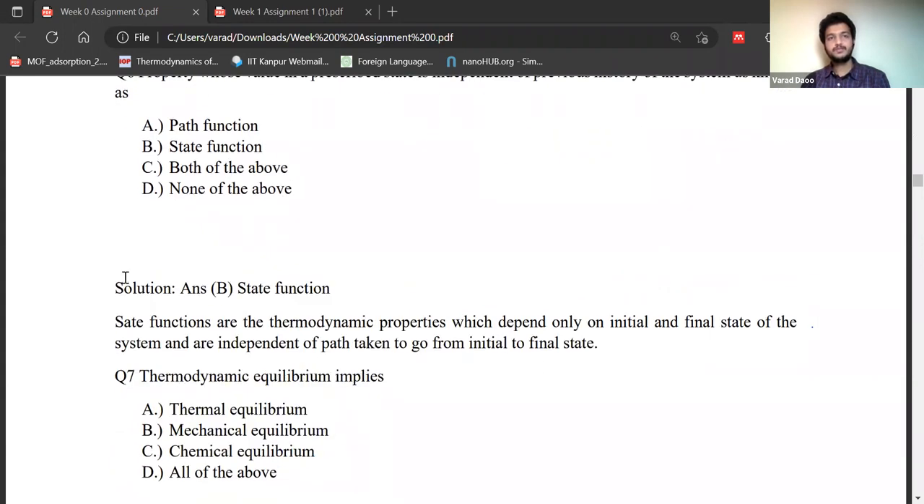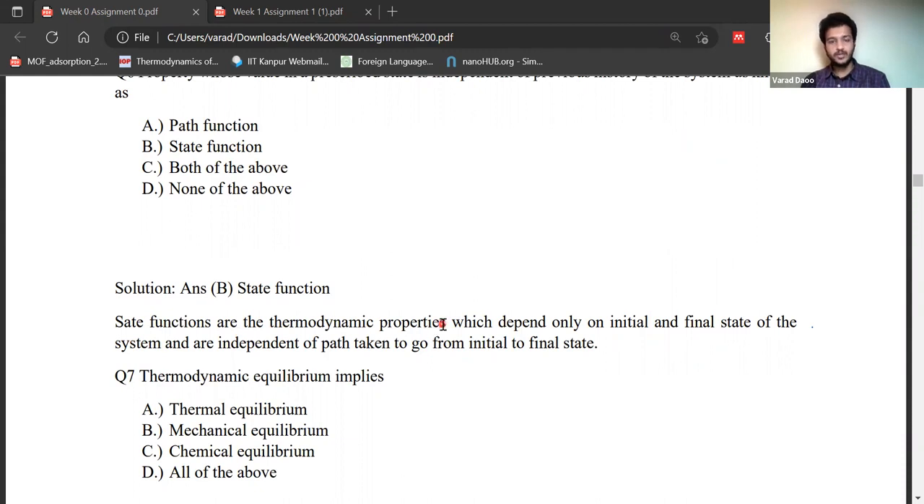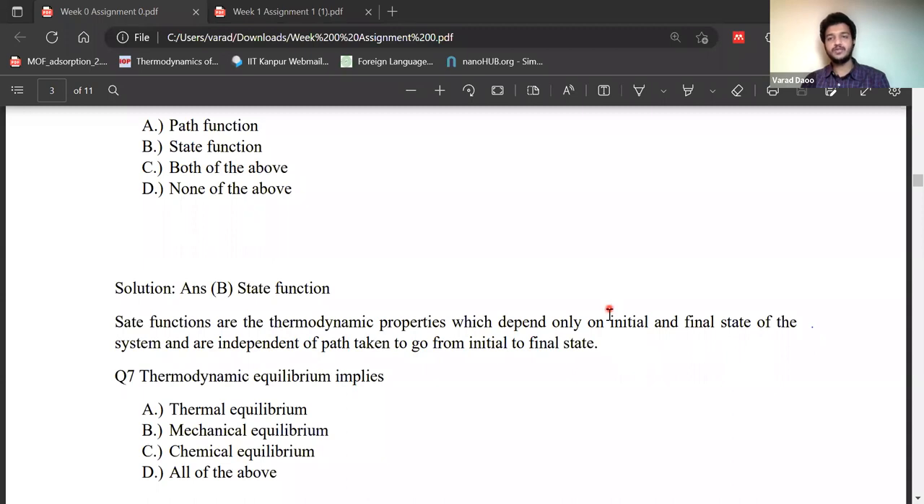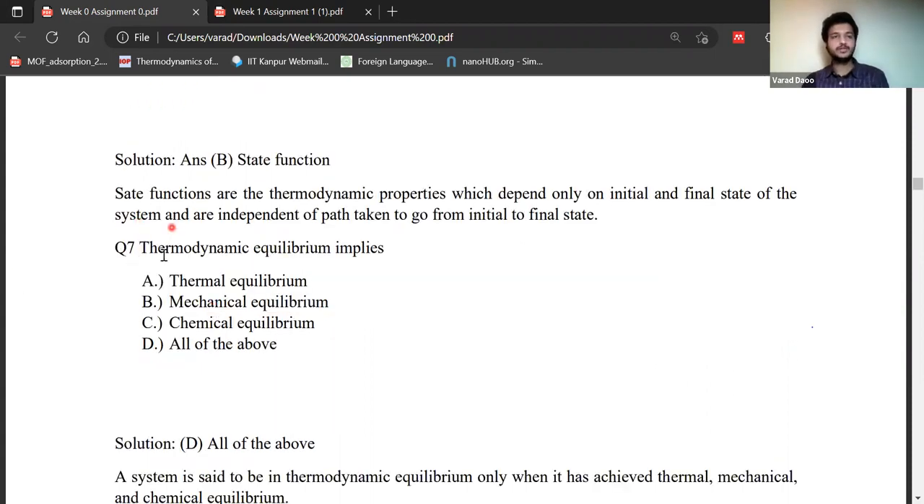Okay. So what is the answer? B, state function. State functions are thermodynamic properties which depend only on the initial and final state of the system, and this is very important, and are independent of the path taken to go from the initial state to the final state, right? Now I'll wait for 10 seconds. If anybody has any questions, they can ask. So we'll go to the next question.